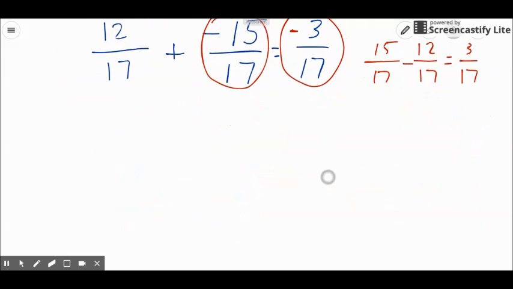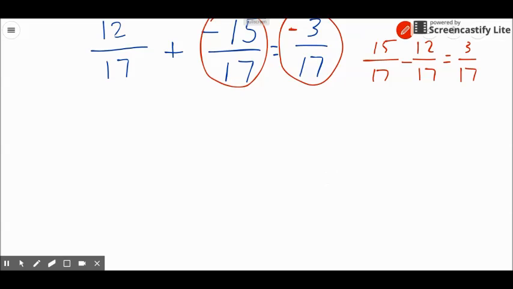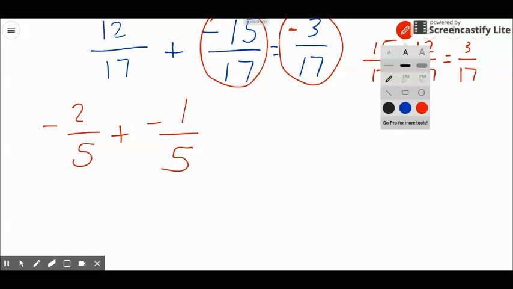One or two more examples here. Let's take a look at this one. Let's say I wanted to add negative 2/5 plus negative 1/5. Now, same steps. I'm going to ask myself, same signs or different signs? In this case, I have the same signs. And when I have the same signs, I know that I add.